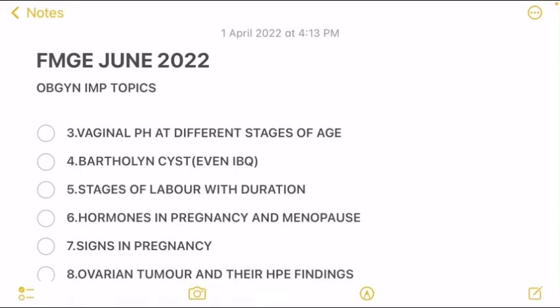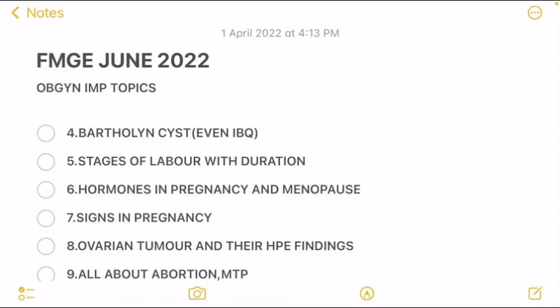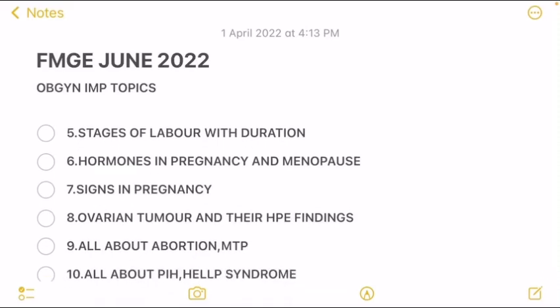Next is Bartholin cyst. Bartholin cyst has been asked a lot of times, so please make sure you know what a Bartholin cyst is and what is the choice of treatment, like what procedure they do. So that is important as well. Then stages of labor with the duration is also important because they ask clinical questions with it too.